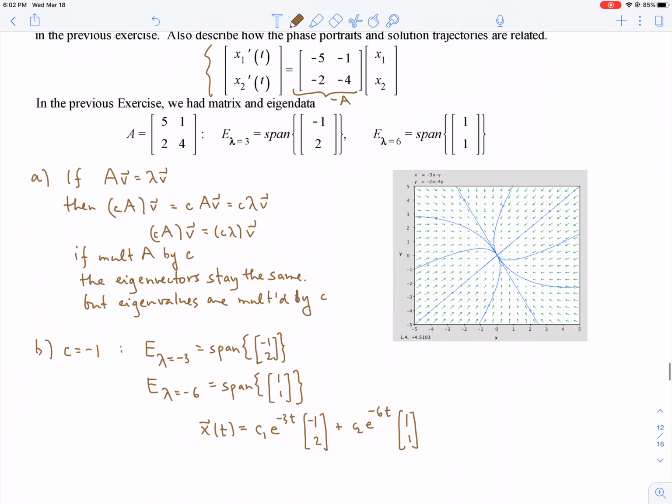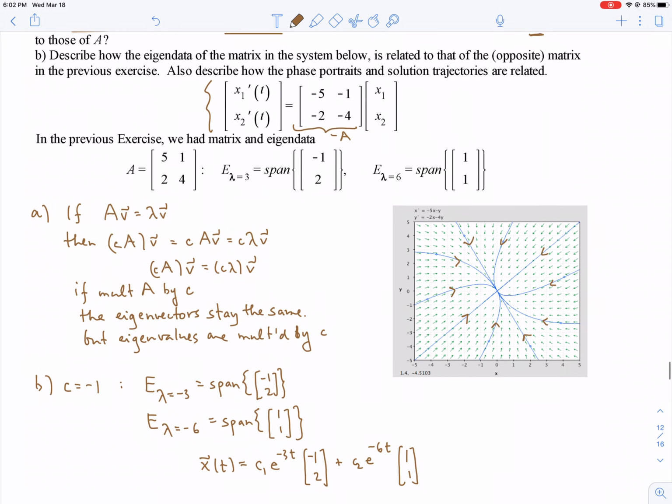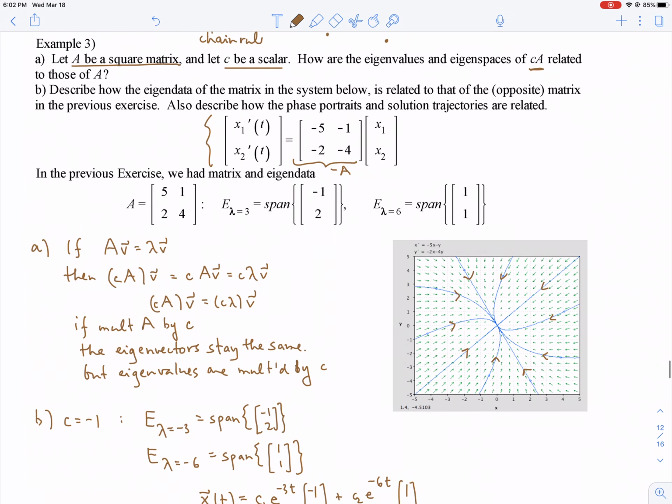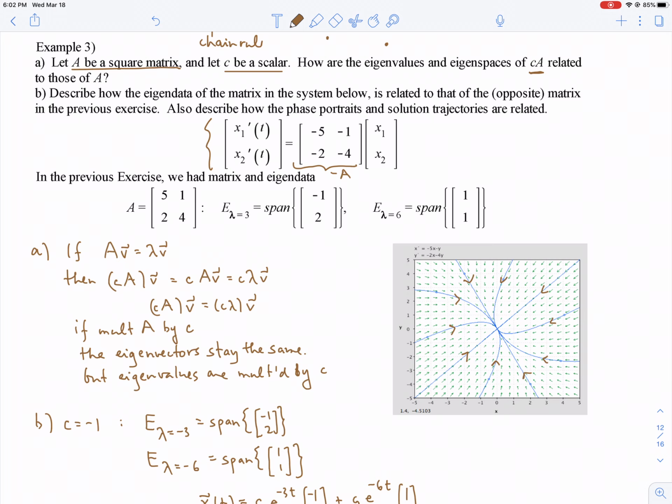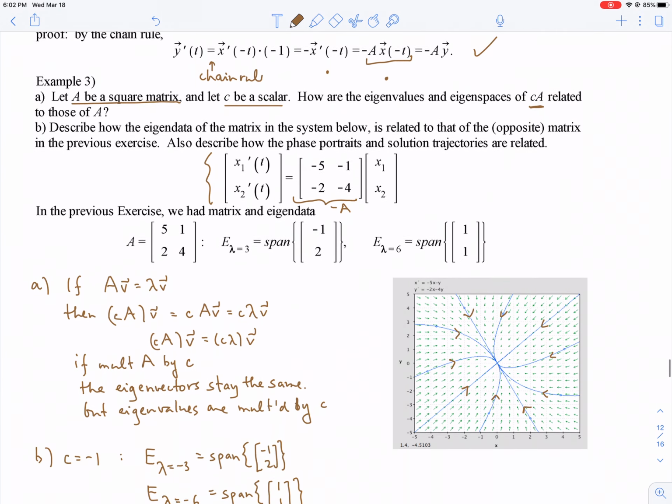And when we draw what these curves look like, they're just like they were in the first example, but instead of converging to infinity, everything is converging to the origin. And we're traversing all of the old curves, but going in the opposite direction. So the picture of the curves without the arrows looks exactly the same as it did in the previous example.